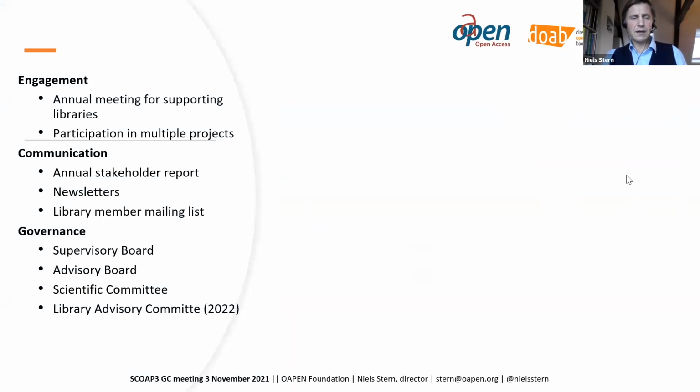And then just finally, how we also really like to engage with libraries. So we have our annual meeting for supporting libraries coming up at the end of this month. That's an annual meeting where we want to share our technical developments and our roadmap for technical developments and get input and feedback. And we also have an annual stakeholder report, newsletters, and so on that we share with the library community. And we plan to set up a library advisory committee beginning next year, also to be in closer contact with the library community.